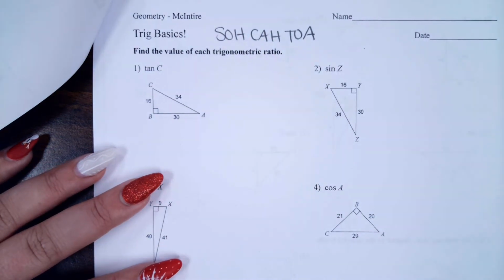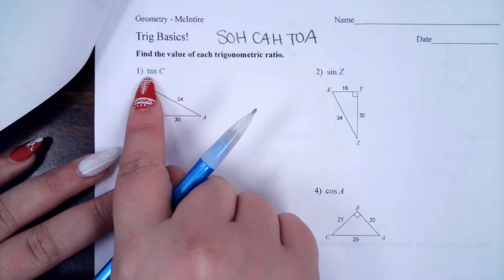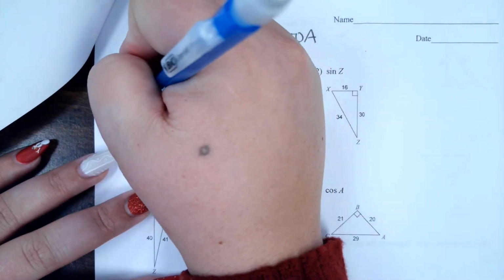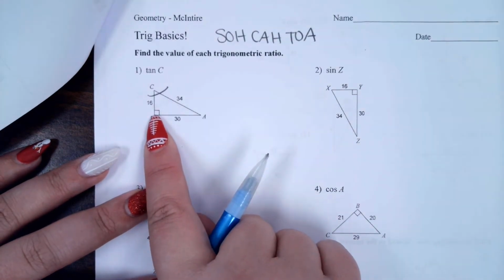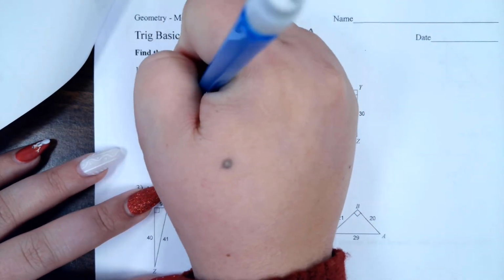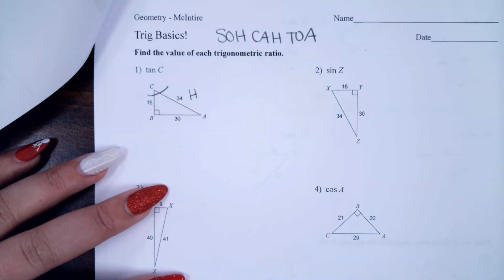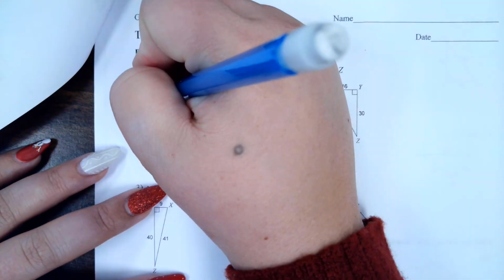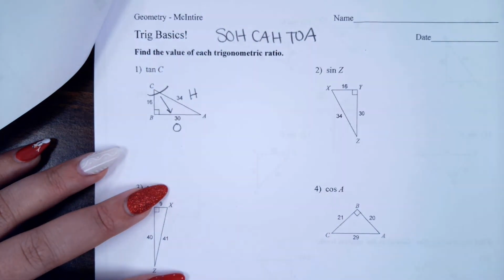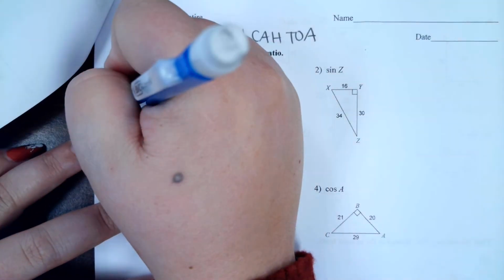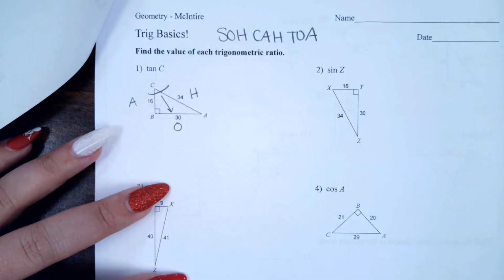SOHCAHTOA. That's how we know what our ratios are, right? So tangent of C. That means C is our reference angle. I'm going to mark C. Then I need to label my opposite, adjacent, and hypotenuse. Well, hypotenuse is the easiest one, right? It's across from our right angle. So I'm just going to put an H. Then we need opposite. Opposite means it's across from our reference angle. So that means 30 is our opposite. And then the side that's left is our adjacent, next to our angle.